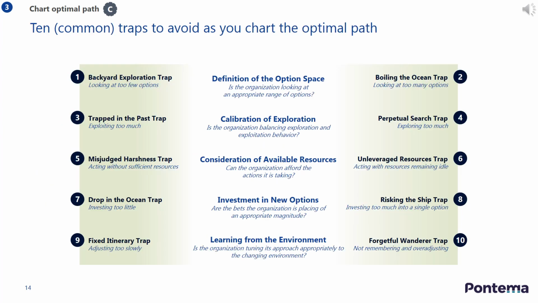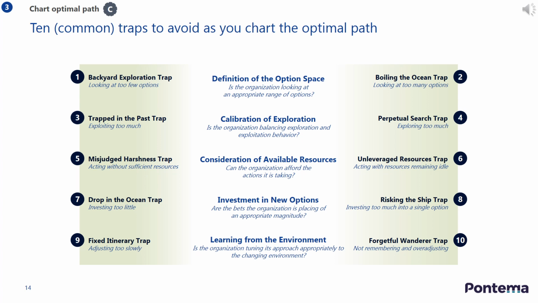When you chart the optimal path, here are some traps to avoid. Firstly, ensure you are looking at an appropriate range of internal and external factors in your business environment. Avoid looking at too few options, but also do not boil the ocean and consider all eventualities, which will not be an efficient use of management's time.